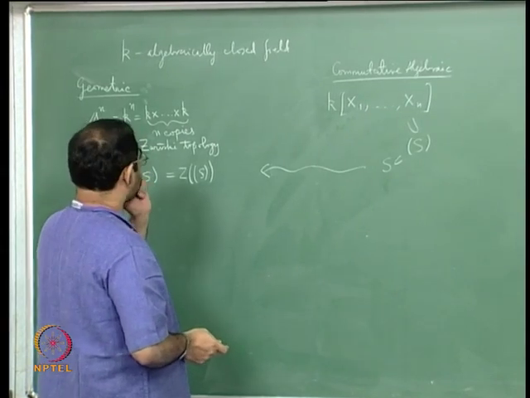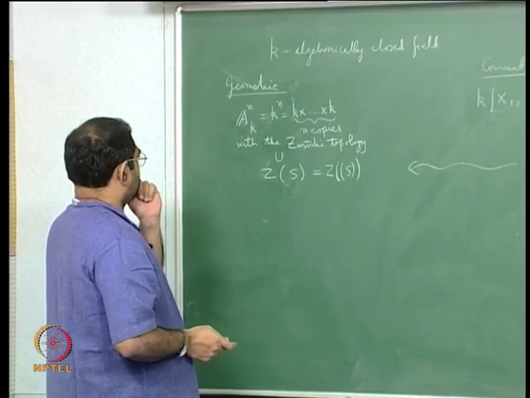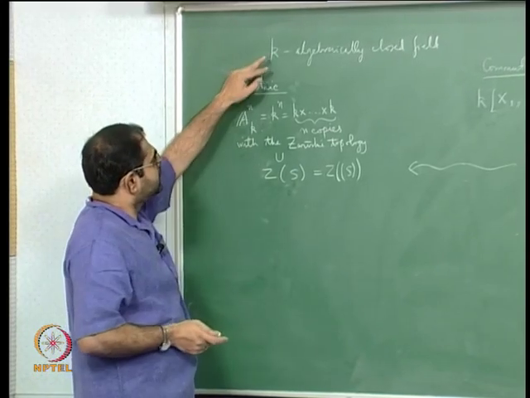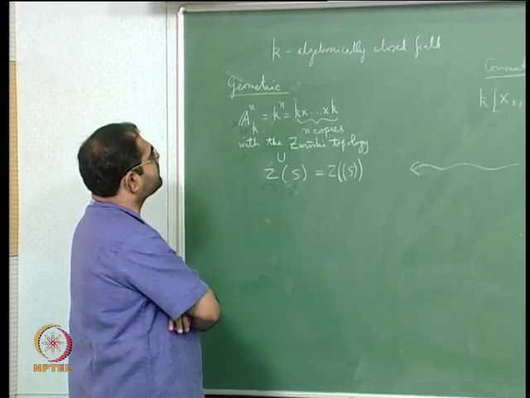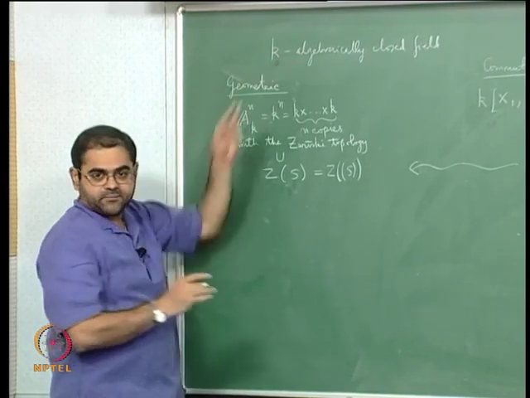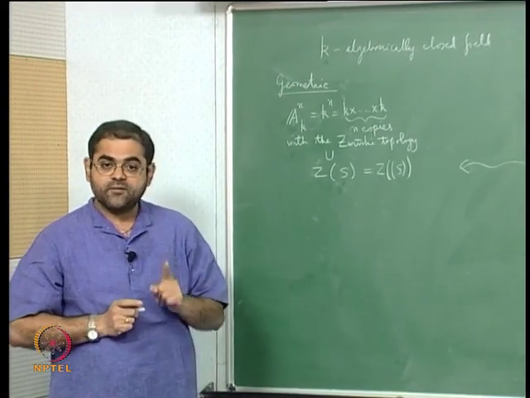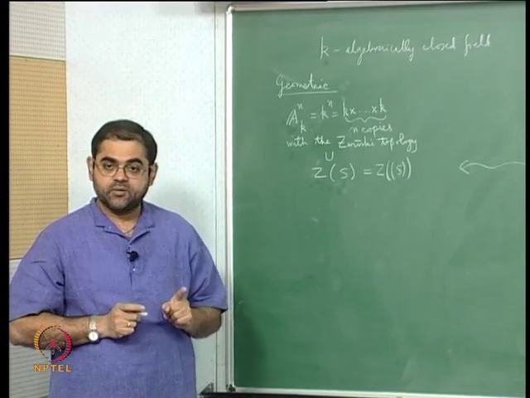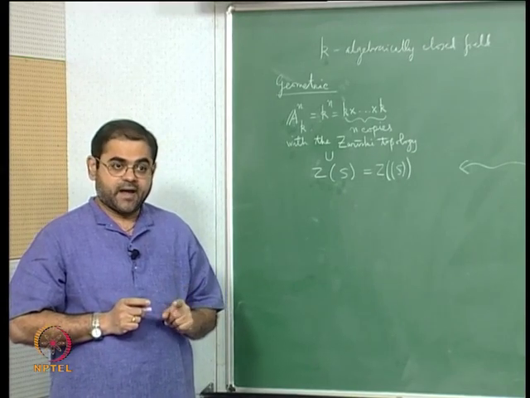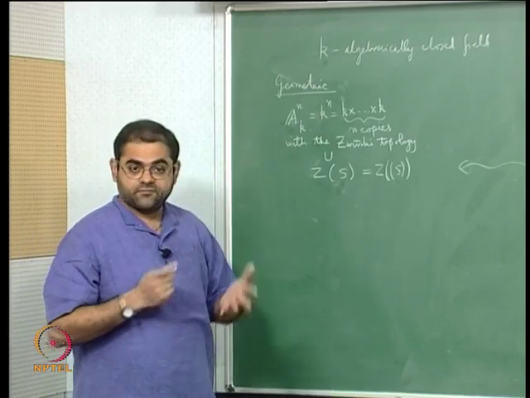So the first thing I wanted to say is there are two points I have to mention. So the first point is, let me again recall, an algebraically closed field is a field in which if you take a non-constant polynomial in one variable over that field, then all its zeros are there in that field, okay.